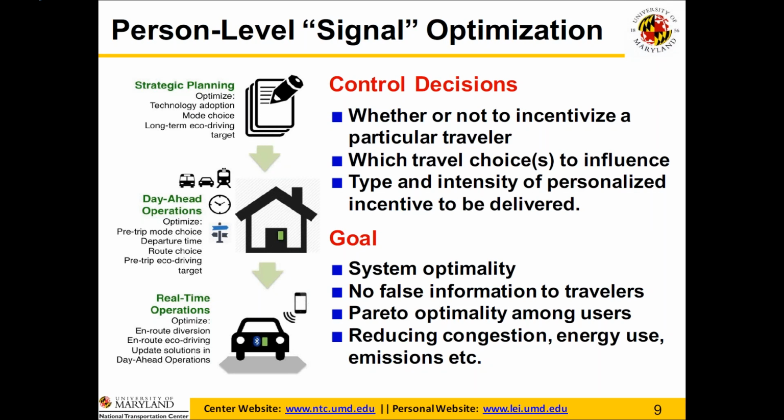Then the goal is, as I mentioned, it could be system optimality if it's a DOT or agency that's behind this kind of optimization. In any case, no false information to travelers. And if it's a technology service provider, transport network company, then the goal may be Pareto optimality among their users. So we want to increase the revenue or make the system better without hurting any single existing user of their service or of their technology.